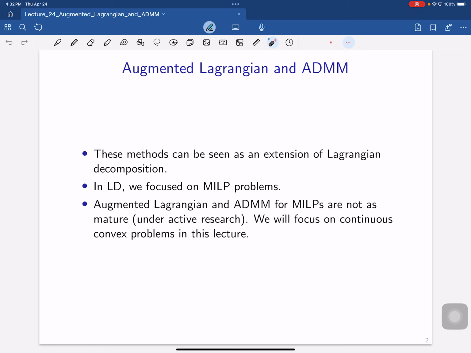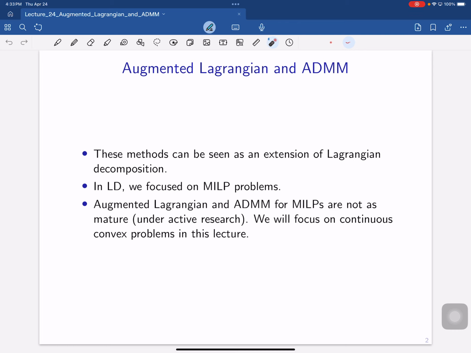It is still an active area of research. If you check the papers, most of the papers are published in the last 5 to 10 years. That's why we will not focus on MILPs in this lecture, because it's still a very hard problem to deal with if you want to study ADMM. You can read the latest papers.